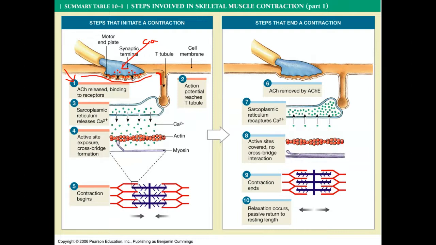Now, when acetylcholine binds to that motor end plate, to those receptors, and it opens up, sodium rushes in. When sodium rushes in, you get the action potential that goes down the T-tubule. The T-tubule butts up against the sarcoplasmic reticulum right there. What does the sarcoplasmic reticulum contain? Calcium. So the calcium is released. The calcium is released to the sarcomere.